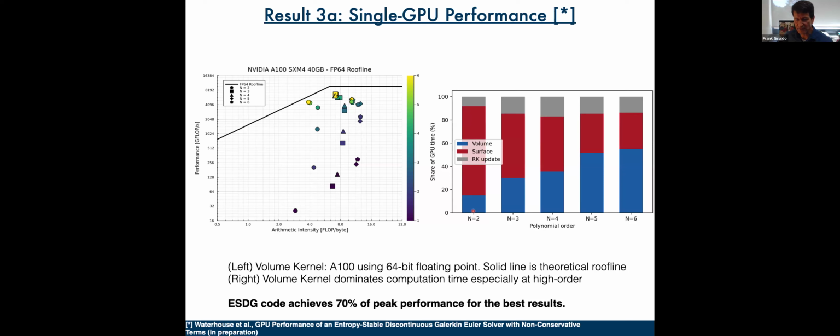And what you see is that when you have n equals 2, right, the surface kernel dominates. And as you move to higher and higher degree polynomial, not surprisingly, you start seeing that the volume kernels start to dominate the wall clock time, right? And why that's important is because what we're showing here on the left is only for the volume kernel. And of course, we would expect the surface and RK updates to be more like memory bandwidth bound. And so we feel very good about this.